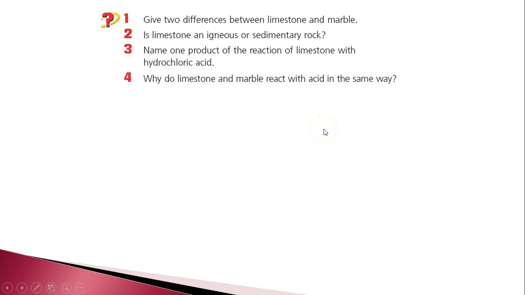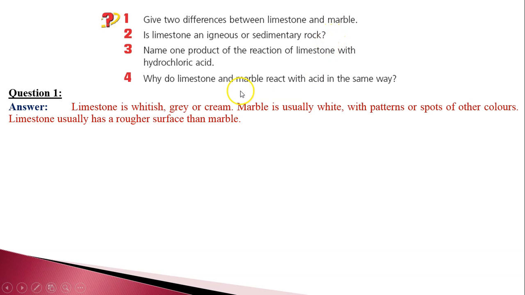Let us answer the textbook questions. Give two differences between limestone and marble. As already discussed, limestone is whitish, grey or cream. Marble is usually white with patterns or spots of other colors. Limestone usually has a rougher surface than marble. Is limestone an igneous or sedimentary rock? We already learned in the previous lesson. Yes, of course, it's a sedimentary rock.